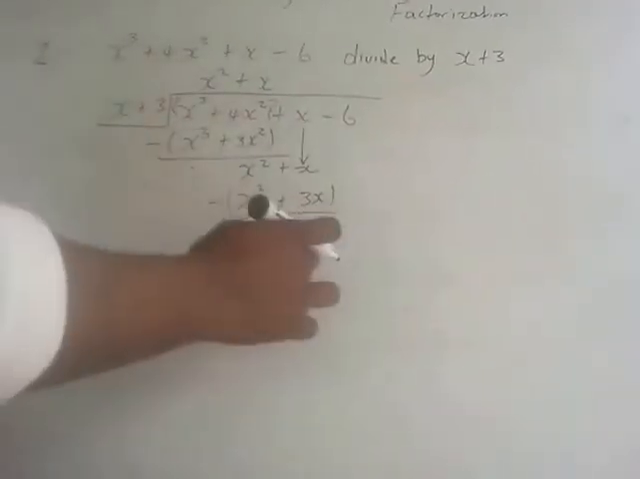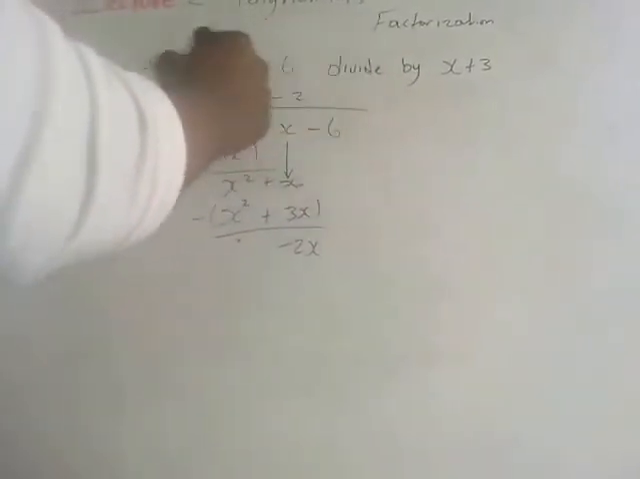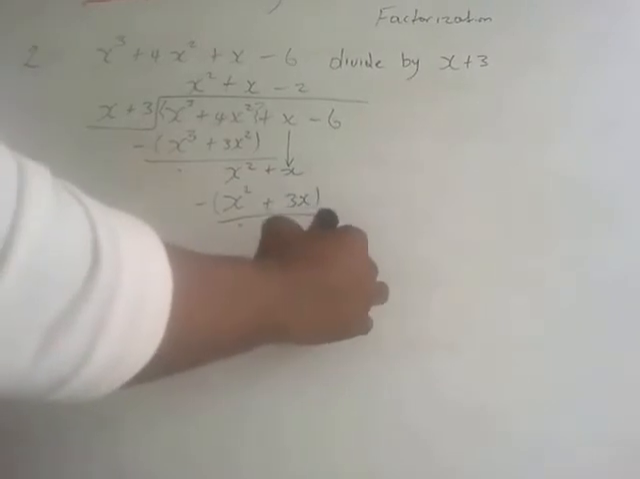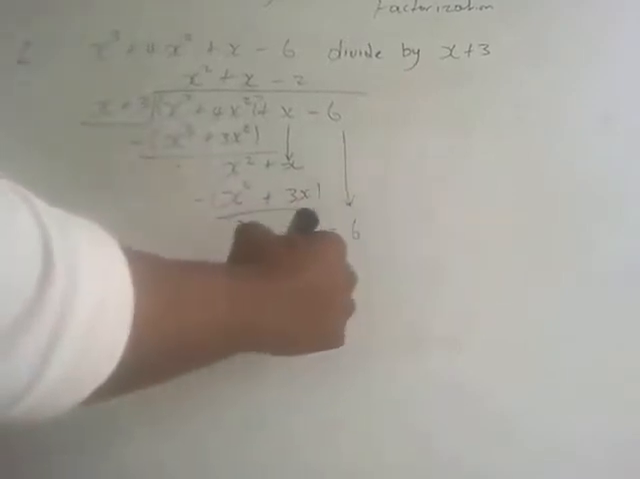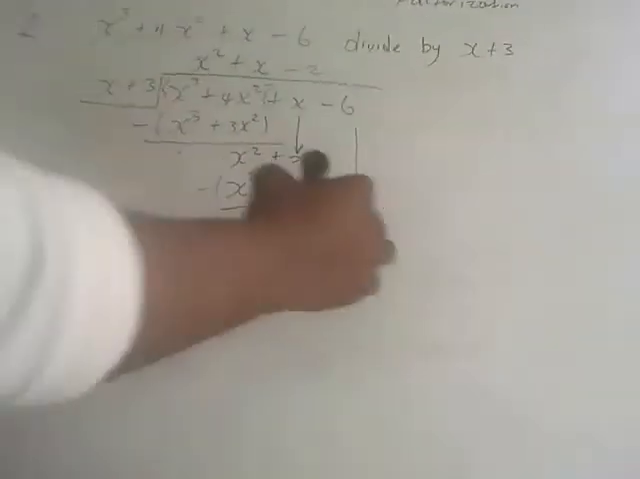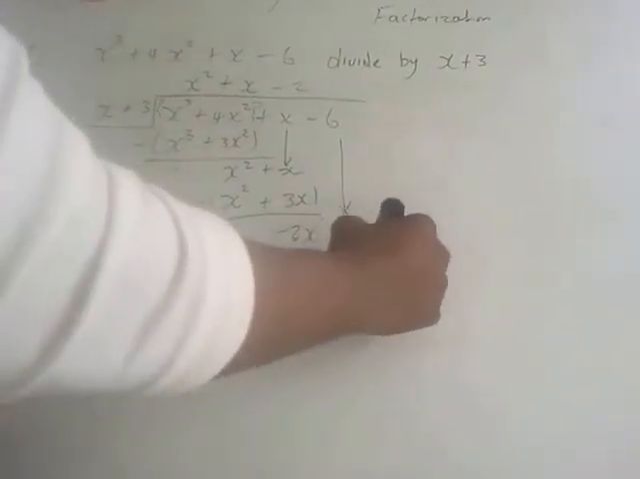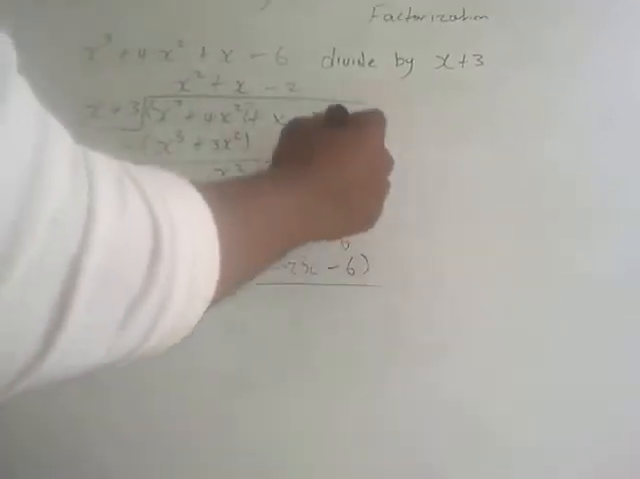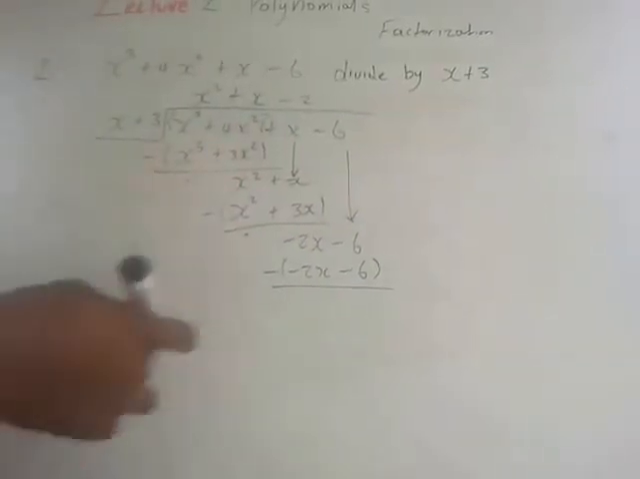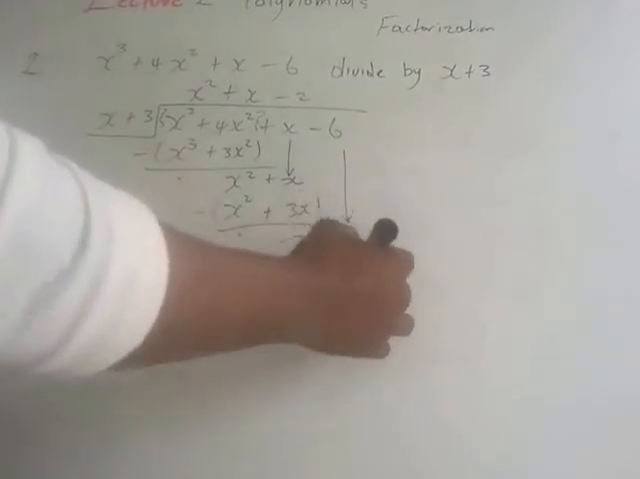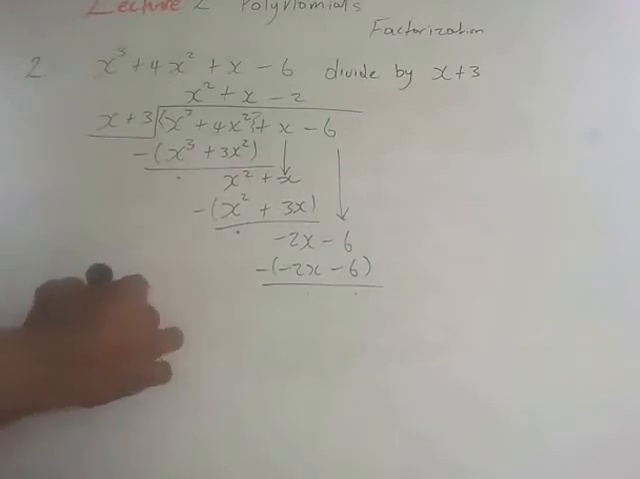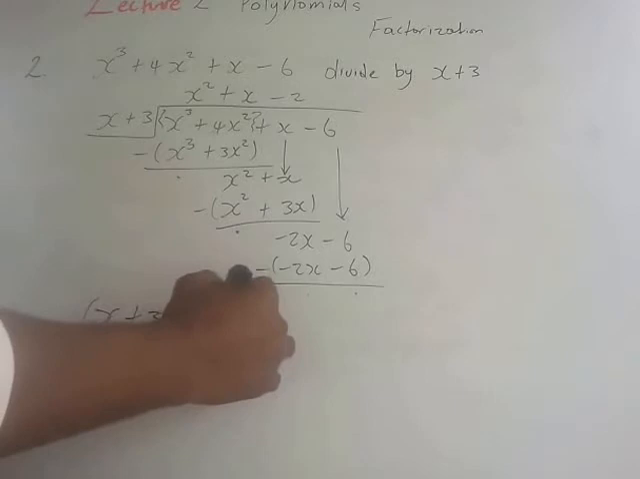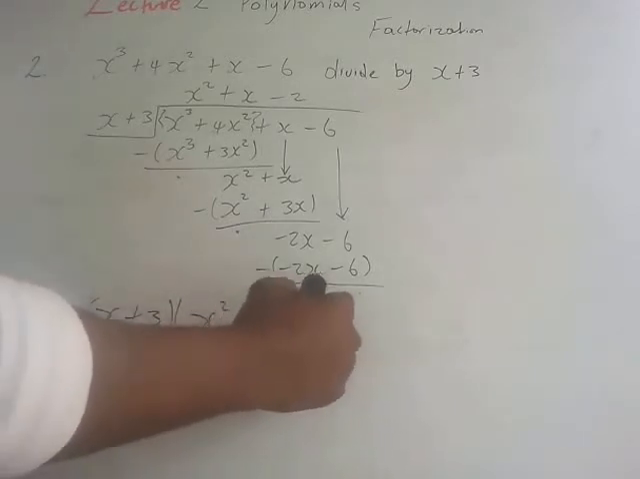Now x into minus 2x goes minus 2 times, x times minus 2 gives you minus 2x, and you take down the minus 6. Minus 2 times a positive 3 gives us a minus 6. Now we're going to subtract this from these two numbers. So this is equal to 0 and this is equal to 0. So the factor of this is x plus 3 times x squared plus x minus 2.